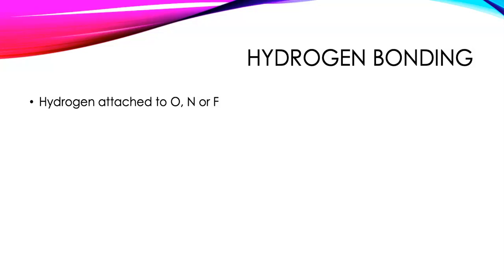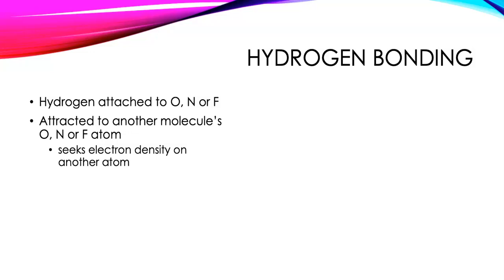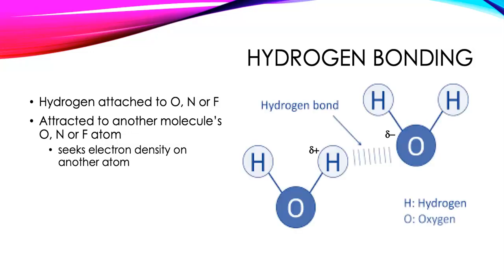And in this bond, they're attracting a lot of the electron density to themselves, which means the hydrogen's being left kind of bare in terms of electron density, right? And so that hydrogen atom gets attracted to a different molecule's oxygen, nitrogen, or fluorine atom because it's really seeking electron density on that other atom, and it makes an attraction between them. In fact, these are unusually strong attractions compared to your dipole-dipole attractions, all right?